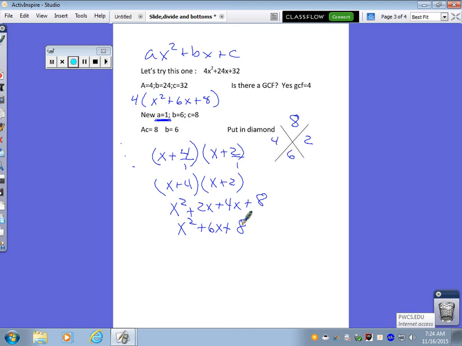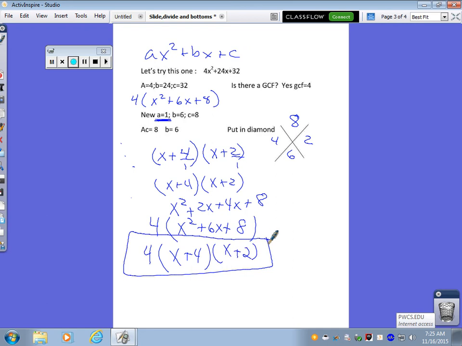What's missing? Well, you absolutely must remember whatever you pulled out for the GCF in front, because then when you multiply that back in, you end up with the exact same original trinomial. But you absolutely must remember that. So your final answer in factored form is 4 times parentheses x plus 4, x plus 2. And when you FOIL all that together, FOIL first, then distribute your 4, you end up exactly where you were.